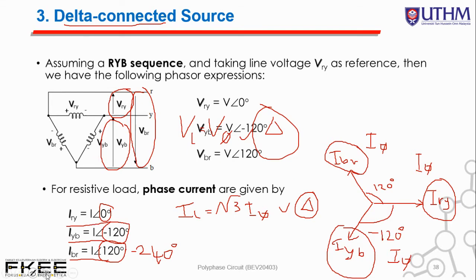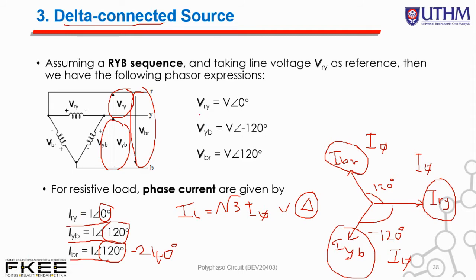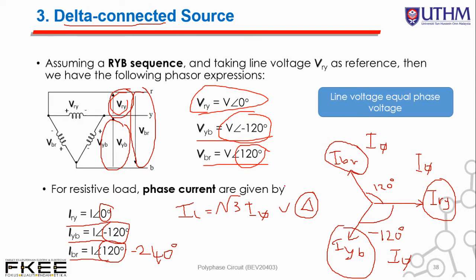Okay, now here we go. Alright, this one. So let me erase this one first. So here we go. So VRY, this is the main reference with 0 angle here, and then the second phase with minus 120 degree difference, and VBR with 120 degree difference. Okay, so this is for voltage. So line voltage equals phase voltage, so we have no problem with that.